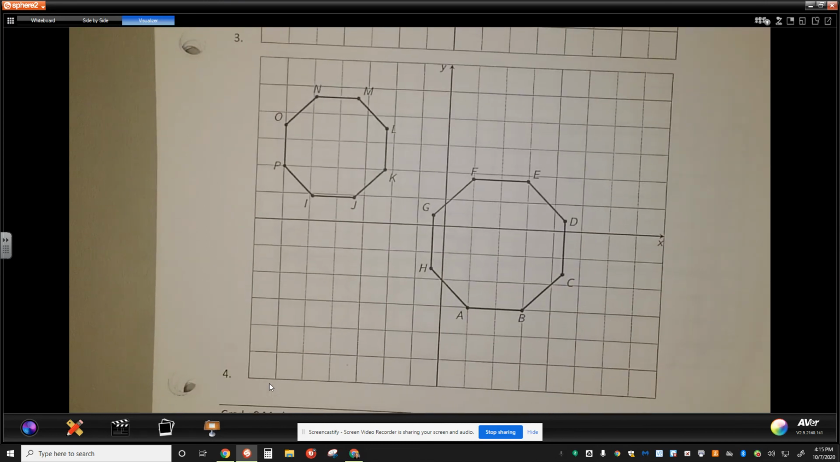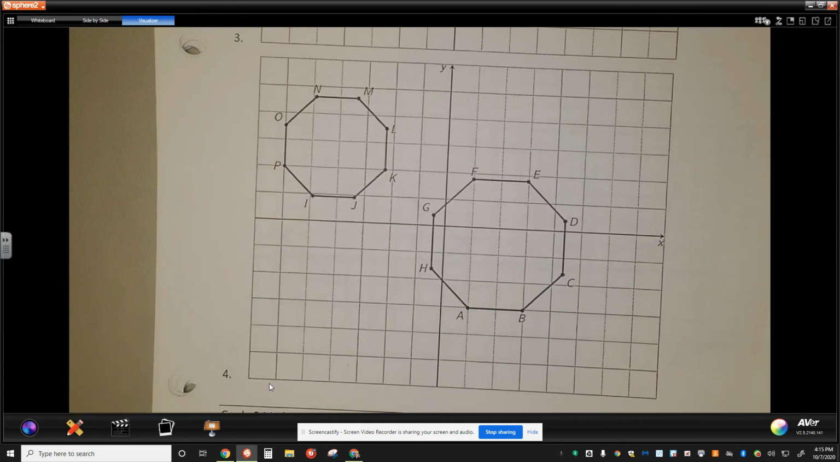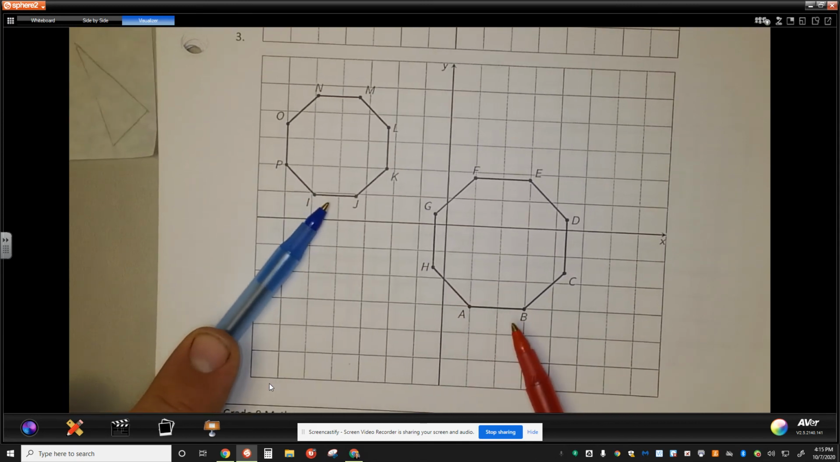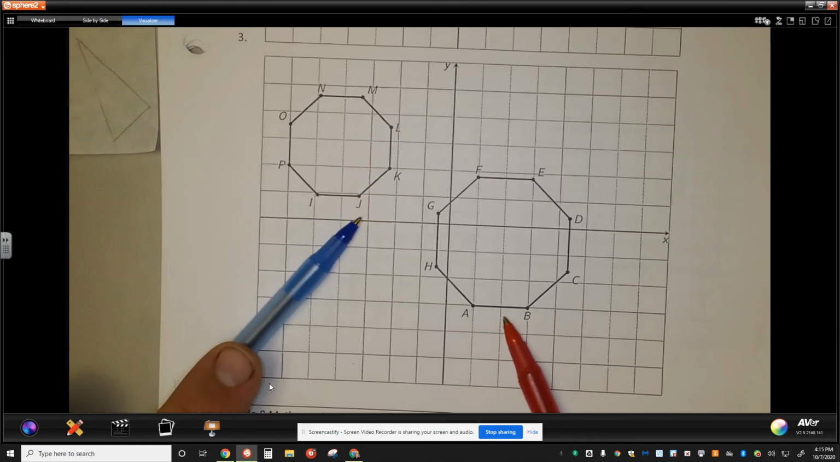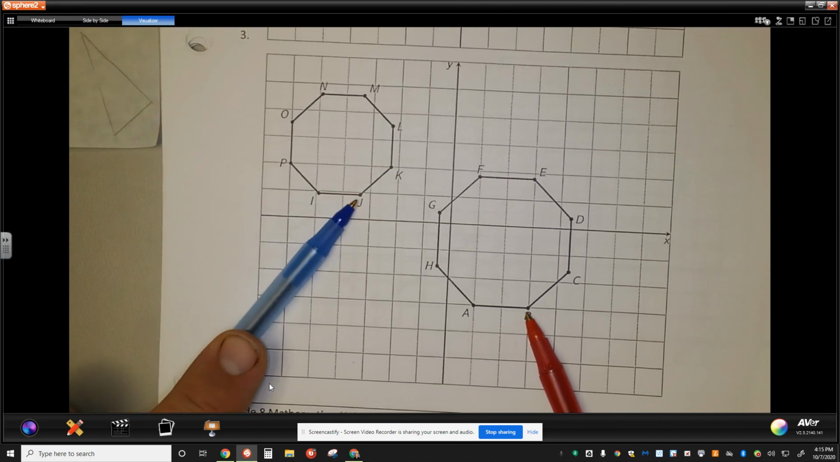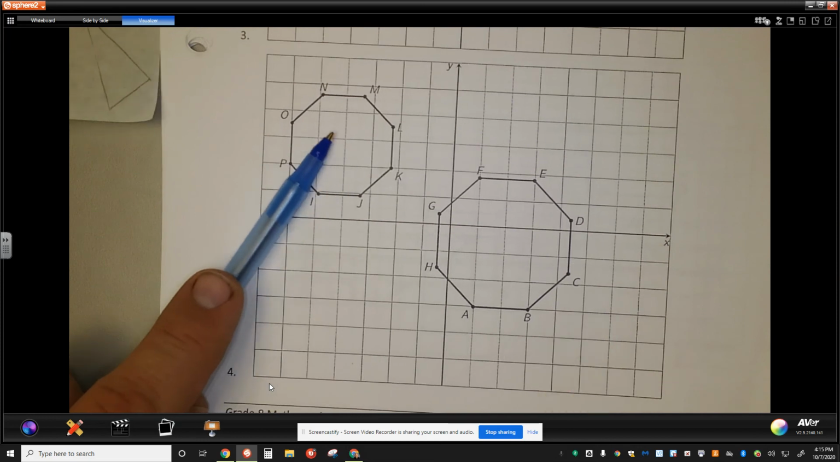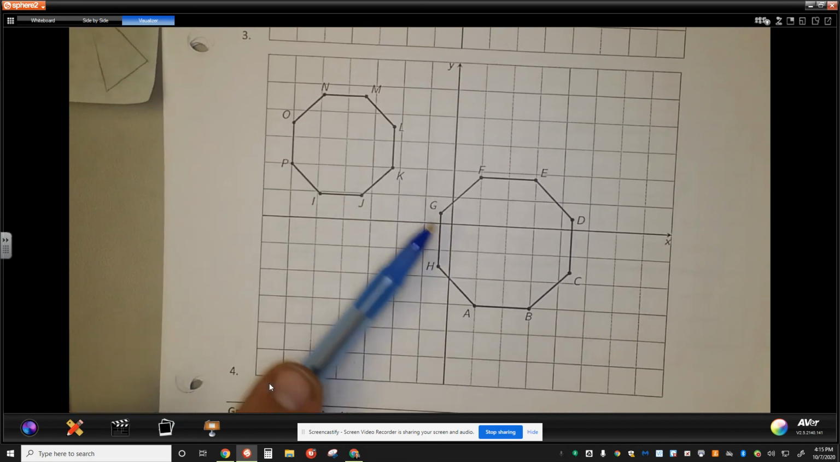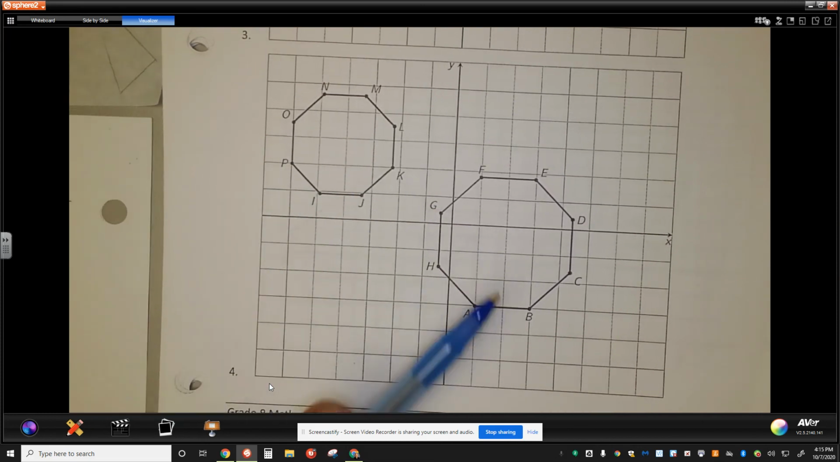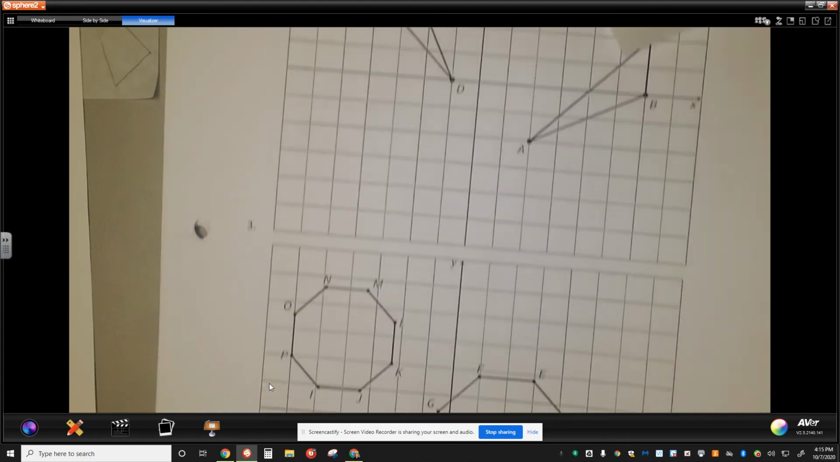Number 3, again, checking the shape, the size. The shape is exactly the same. I see that they're both octagons. But what I notice about this is corresponding sides. These sides appear to be corresponding, IJ and AB, because they're both horizontal. But I notice that AB is 2 units long, where IJ is not 2 units long. And I see a consistent pattern all the way around that this figure right here appears to be scaled smaller than the original. These two figures would not have congruence either.